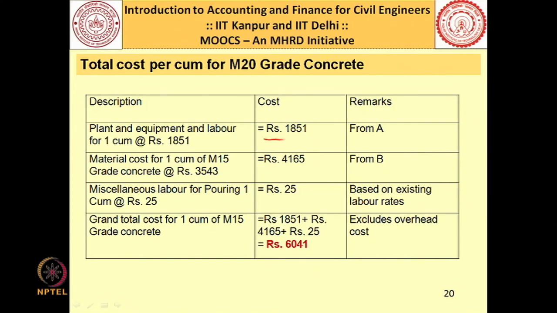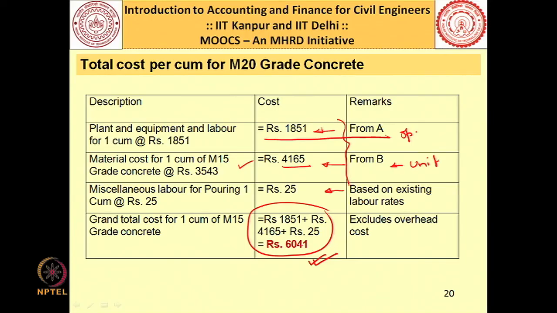So, you can see from A we are getting this plant and equipment cost. From the previous sheet I am getting this 4165, which is the material cost. Miscellaneous labor for pouring I am just keeping, this is from my past experience, 25. I add all of them and I am getting rupees 6041. So, for plant and equipment I used operational method. For evaluating material cost I use unit rate method, and I combined these two methods to get this particular rate. Now, remember again, this is without my overheads.